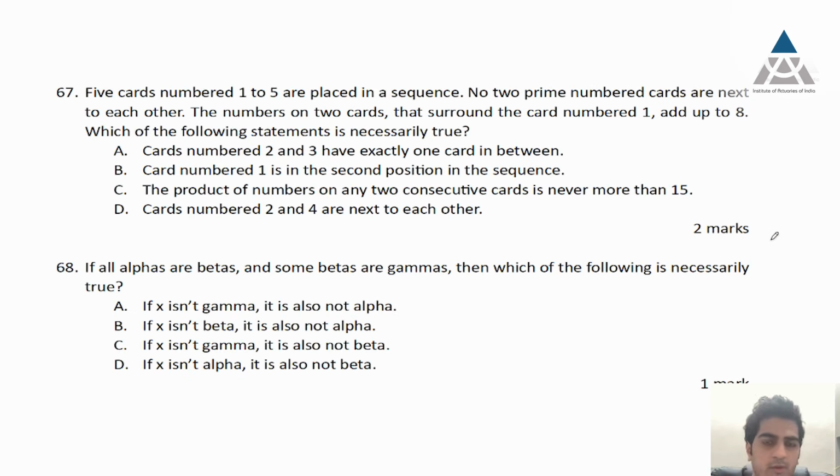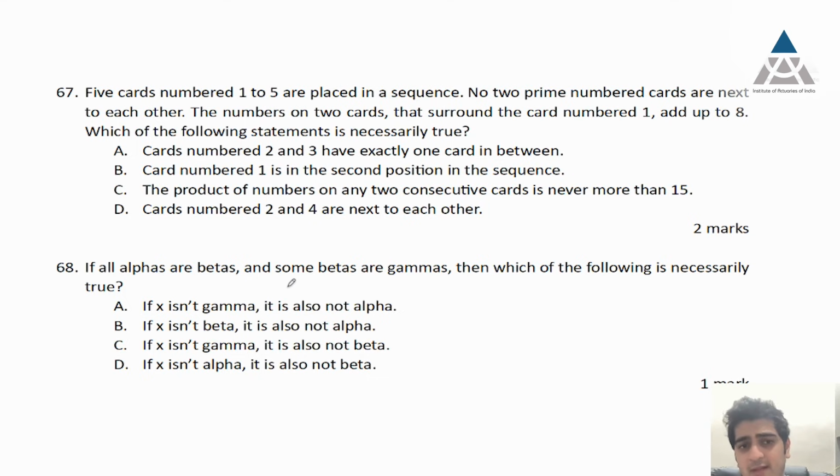Okay. So just try to create all the possibilities because the question is not conclusive. Create all the possibilities in this case and try and see which one is definitely true. Okay. So with that, we move to the next question, question 68.